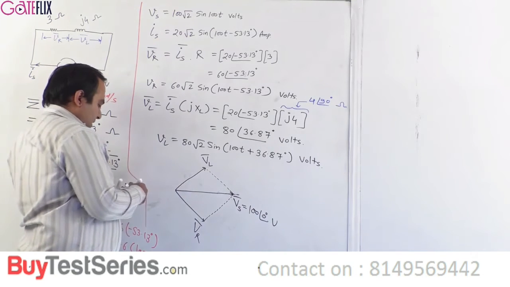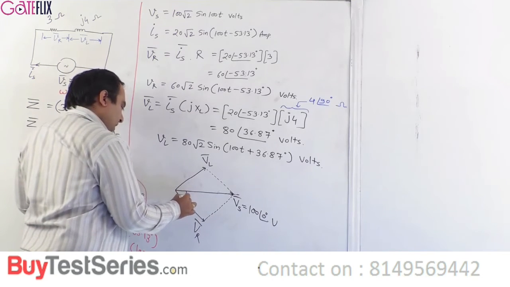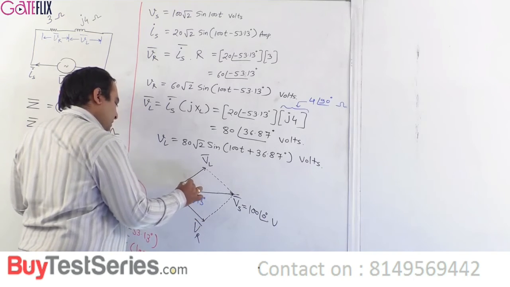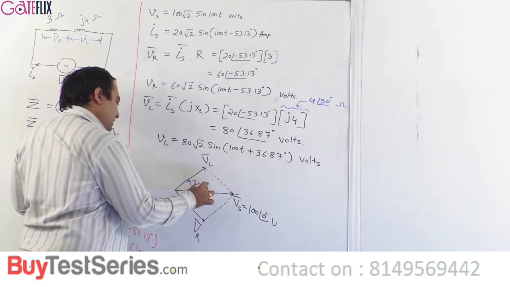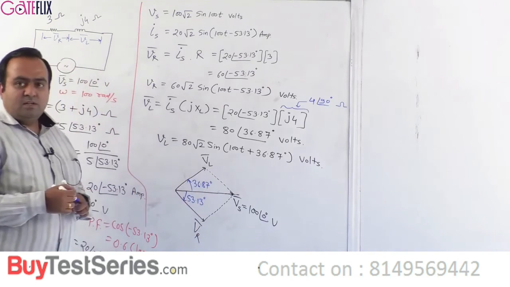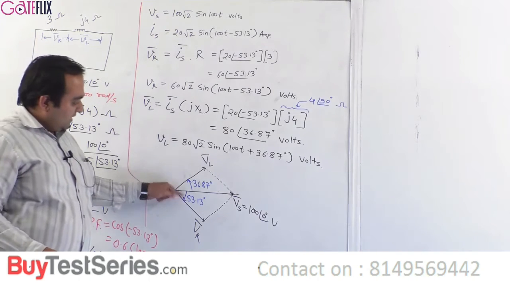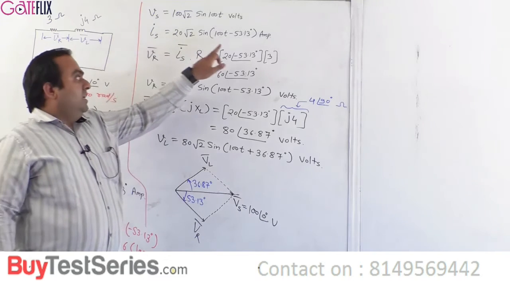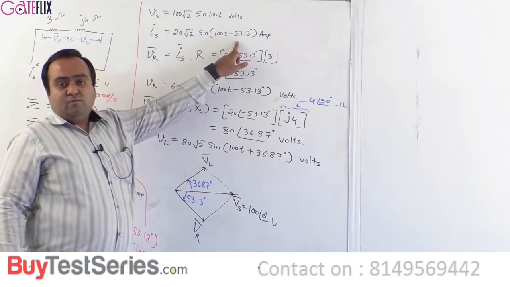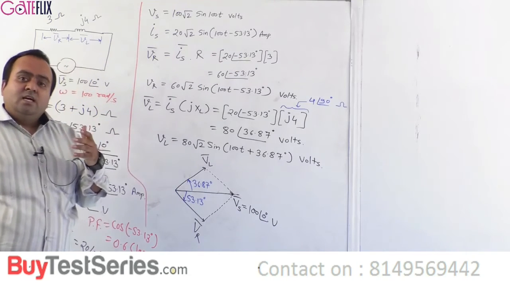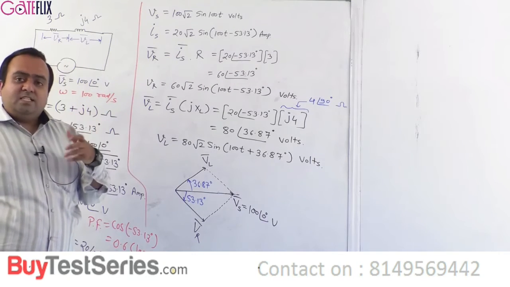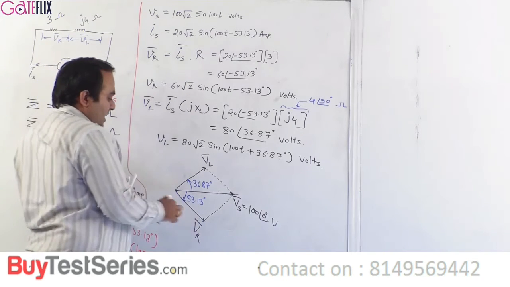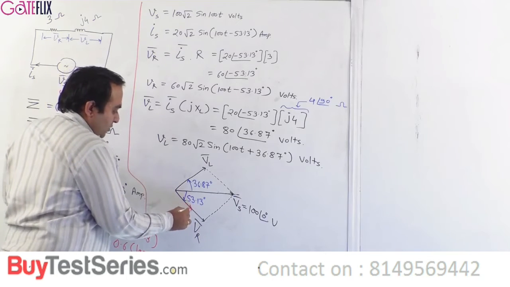Alright, this angle is minus 53.13 degrees. This angle is 36.87 degrees, and you can clearly observe this entire angle is 90 degrees. The angle of Is, if you see, is the same as the angle of the resistance voltage, because for a resistance, the voltage and the current are in phase always. So if this is VR, this has to be Is only.